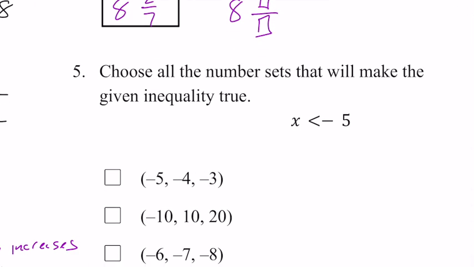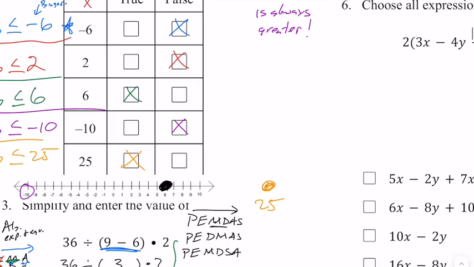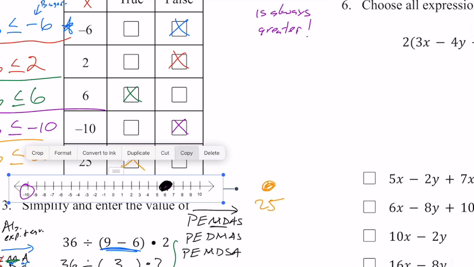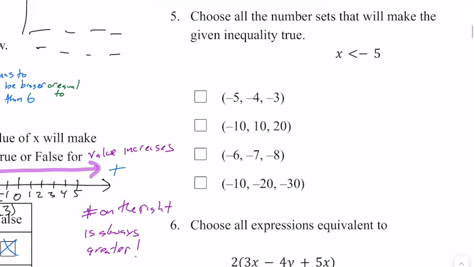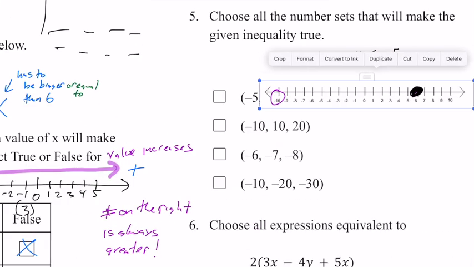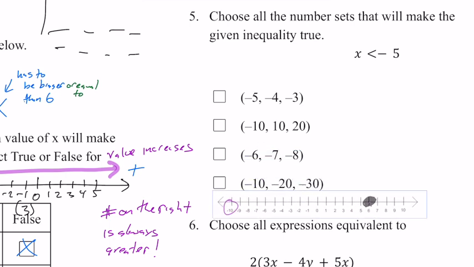Choose all the number sets that will make the given inequality true. So here it is again. I'm going to use this. I'm going to copy this. Copy. Let's see. Can I paste it over here? Paste. Yeah. All right.